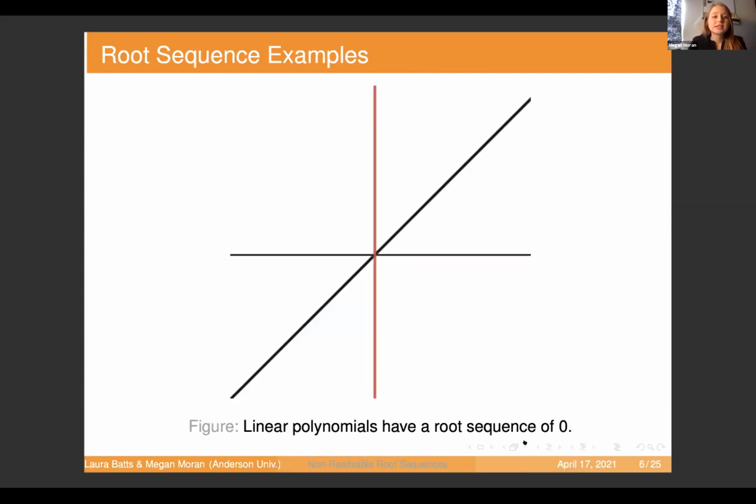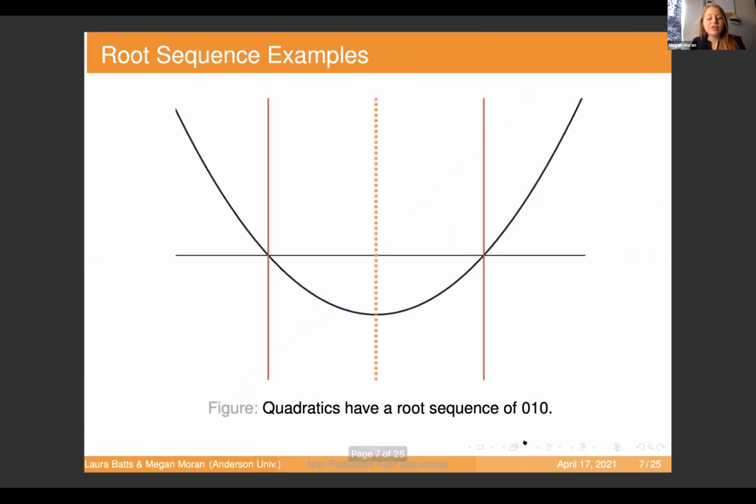And so an example, moving to the first example of a root sequence, is just our linear polynomial, your classic y equals mx plus b format. And this has a root sequence of 0 because we have no derivatives, just that zero at the y-intercept. And then moving up to the second degree, we see that a quadratic has a root sequence of 0, 1, 0. And those red lines denote the zeros of the quadratic, and the orange dotted line represents the root of the first derivative.